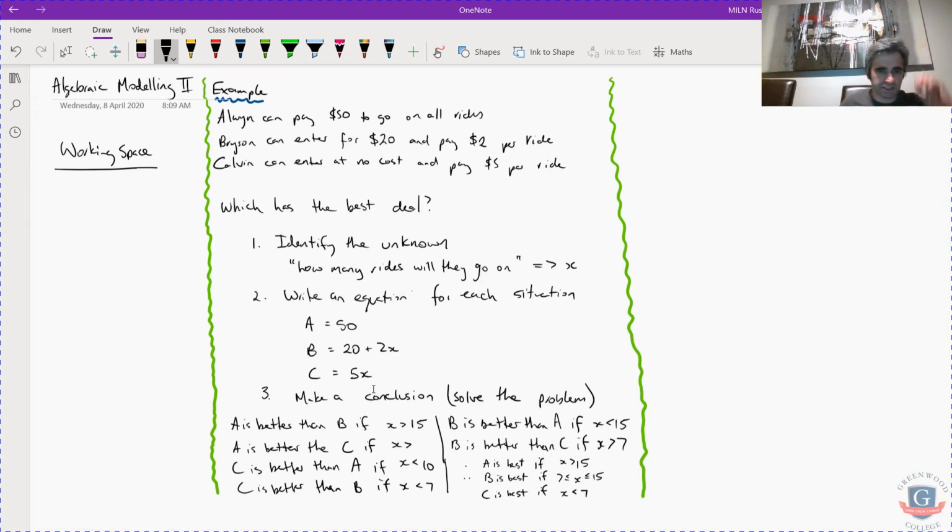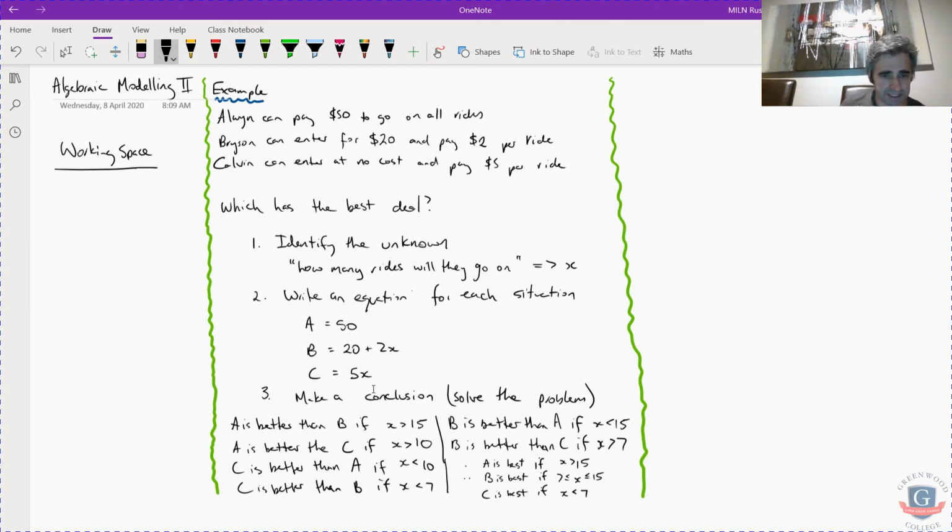A is better than C if X is greater than 10. No, that's not right. A is better than C, yeah, if X is greater than 10, that's right. So more than 10, A becomes the cheaper scenario. Now, let's go around this the other way. C is better than A when X is less than 10. Yep, got that here. Because if X was 9, this would be 45 and that would be 50.